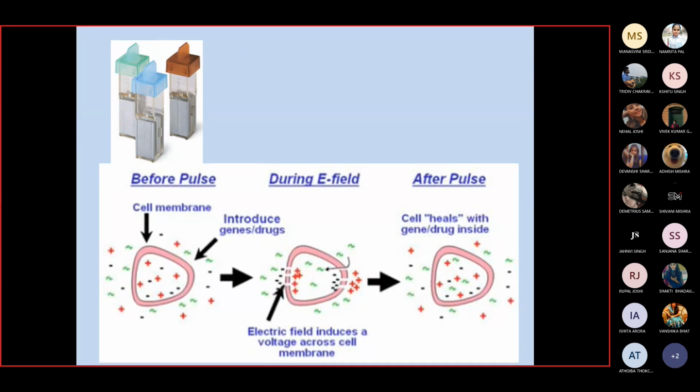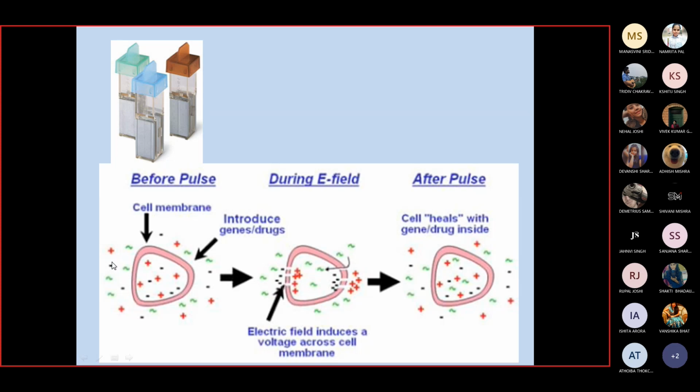So this just shows the cuvettes that are used for electroporation. Okay, so this is how the cell looks before it was pulsed. Right. So you have the outer milieu, the outer environment of the cell, where you have these different DNAs.